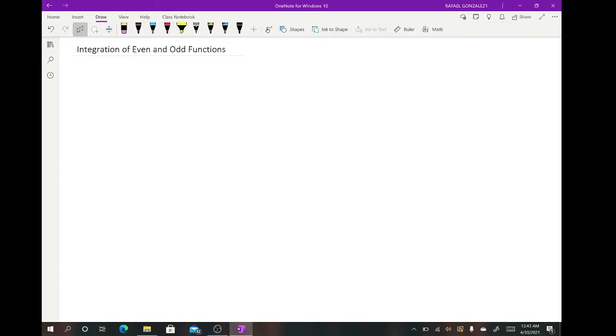All right, so the last piece of information that I wanted to give you is the integration of even and odd functions. So sometimes, even with a change of variables, meaning a U substitution, integrating can be very difficult.